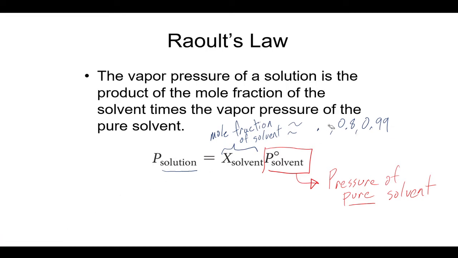This mole fraction of the solvent is going to be equal to the moles of solvent over moles of solvent plus moles of solute. It's just a fraction. And that'll always be less than 1. Okay, so this is how we quantify it. This is known as Raoult's law. Let's see it in action.